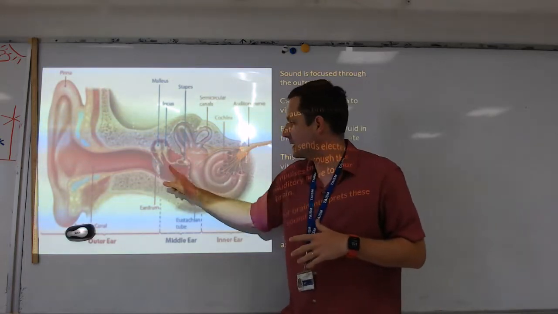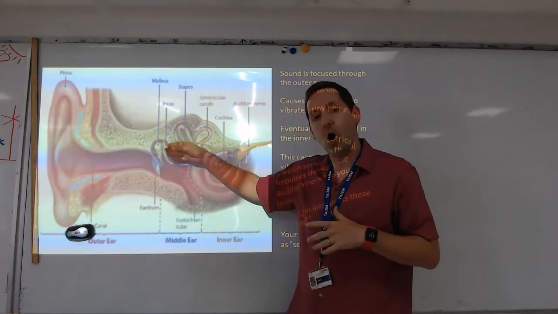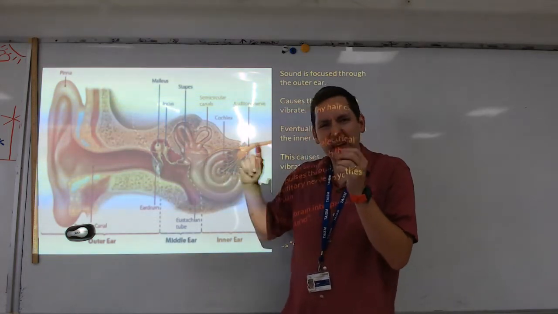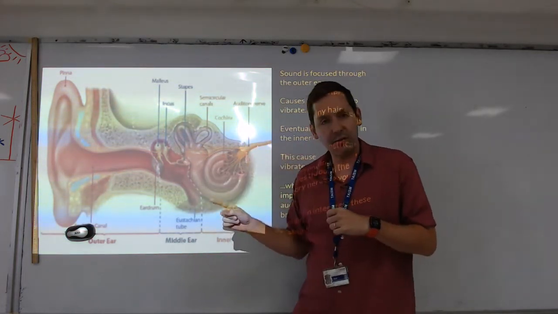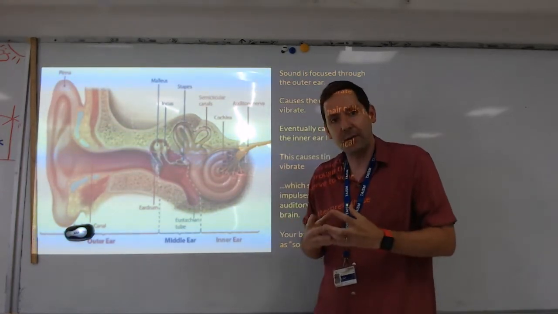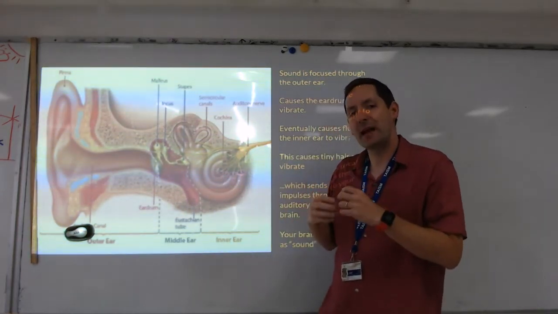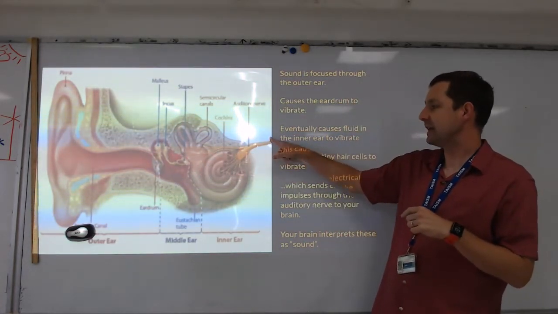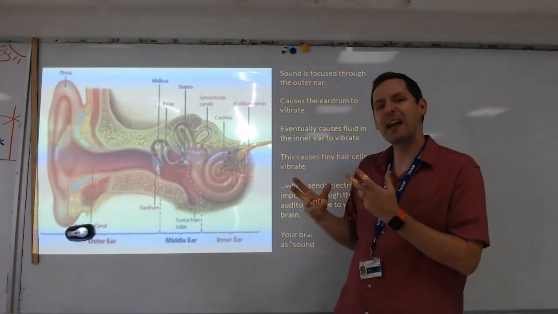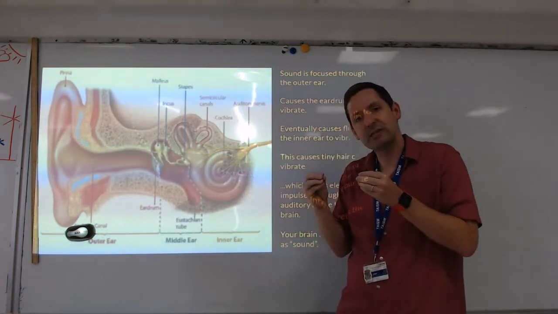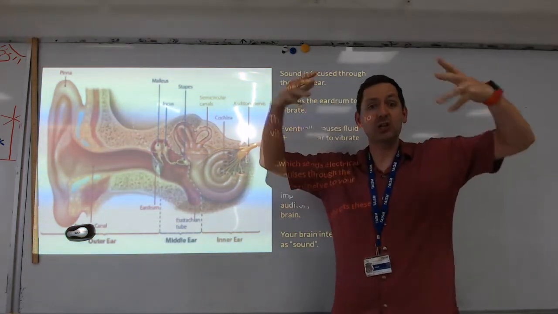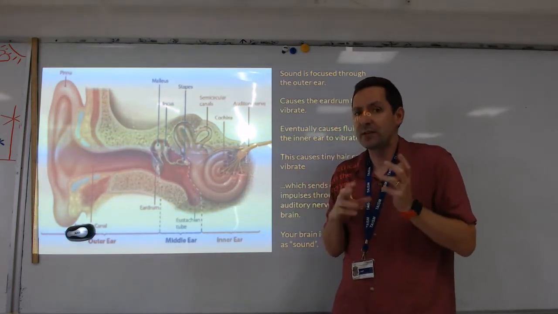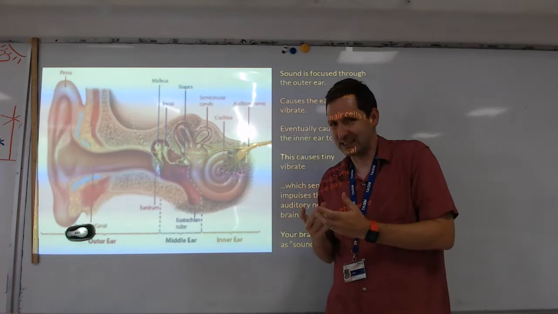Now, when it vibrates, there's some fluid inside here that also vibrates. When it vibrates, there's some little hairs on the inside of your ear that then start to vibrate. As those vibrate, they cause an electromagnetic pulse, which then gets sent up the nerves into your brain. And then your brain takes those electrical impulses and interprets it as sound. But really all it is is vibrations that your brain is interpreting as sound.